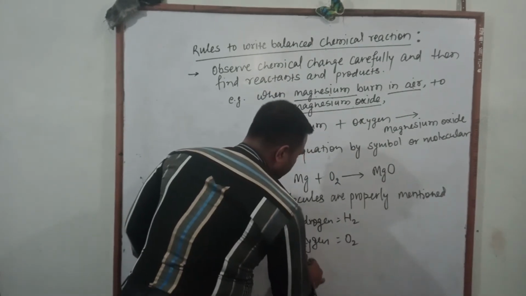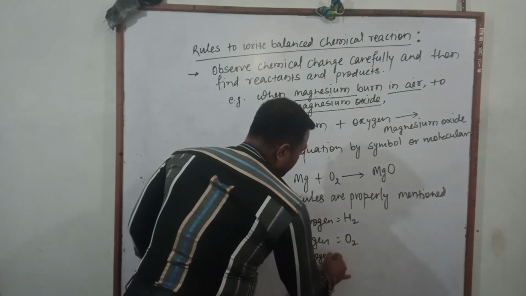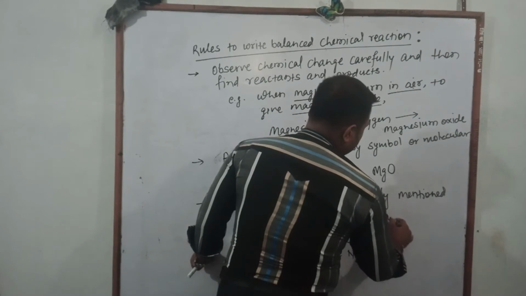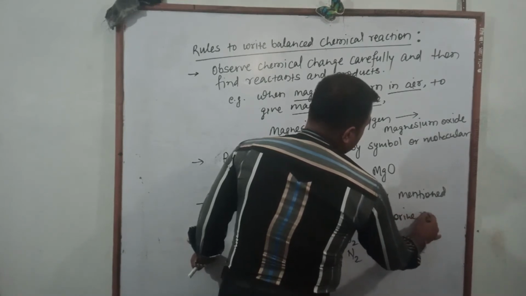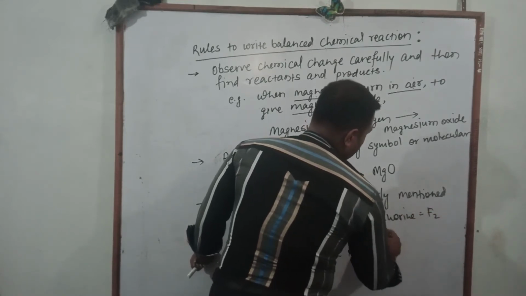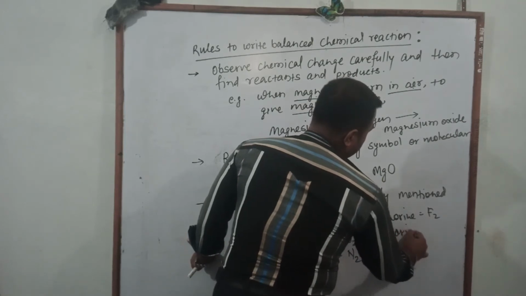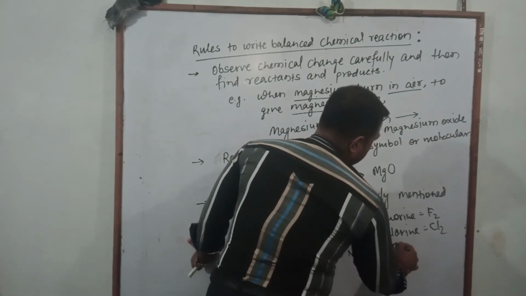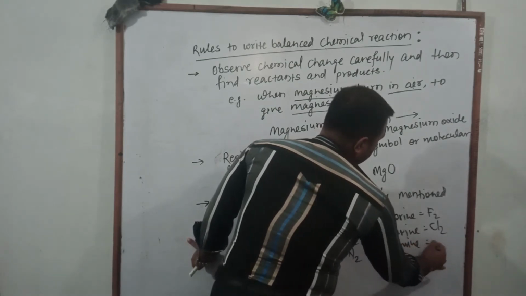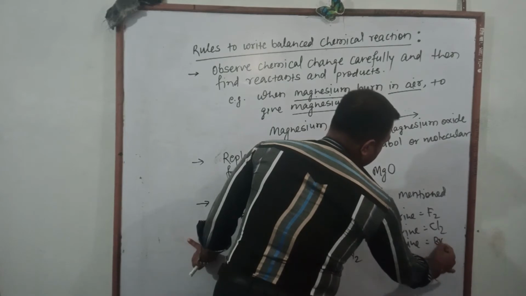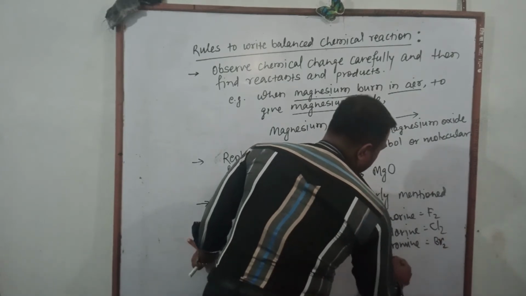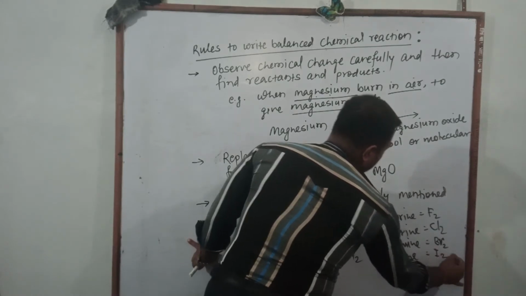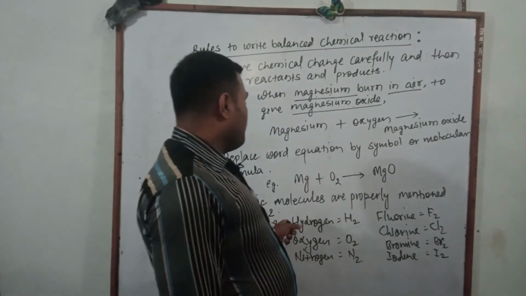Nitrogen, then we should write N2. Fluorine, we should write F2. Chlorine, we should write Cl2. Bromine, Br2, and iodine, I2. We should match that here.